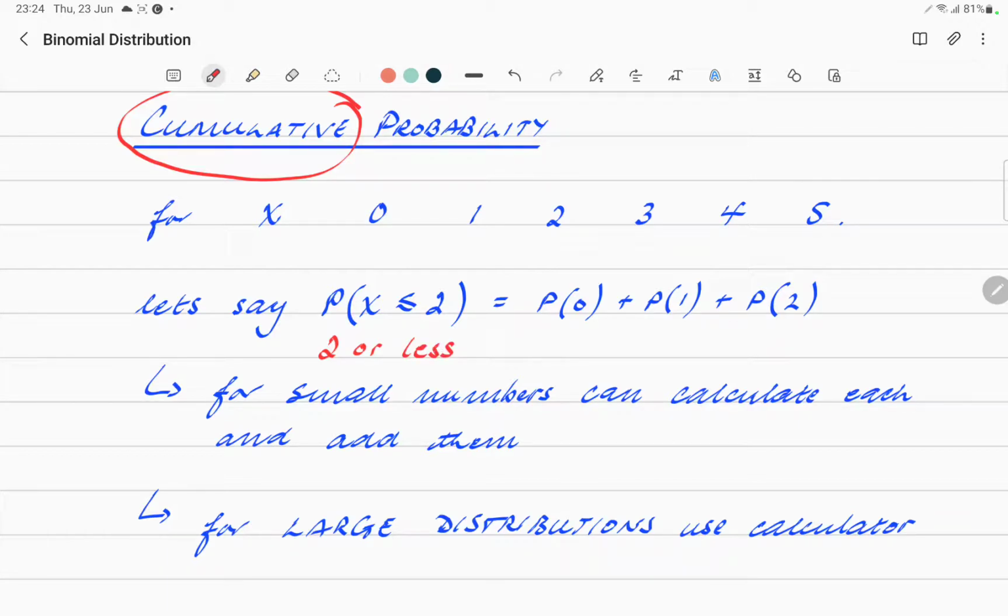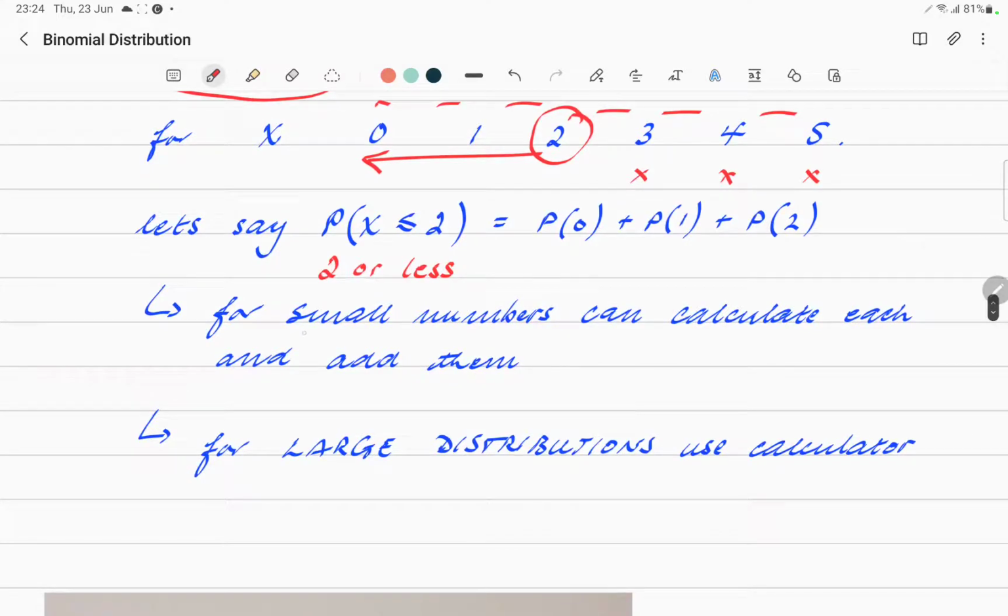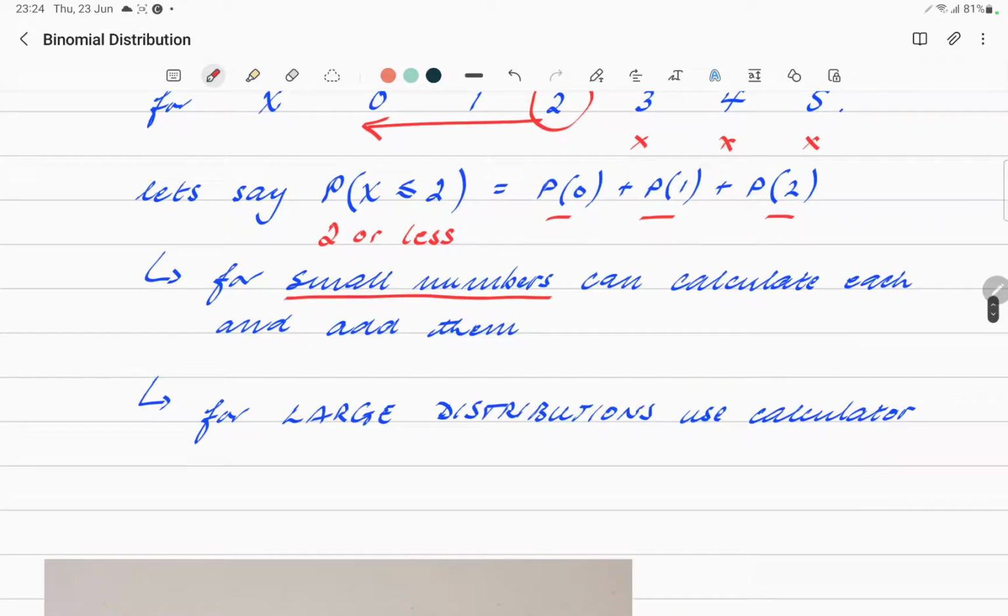When you guys get this in a question, be careful to actually look at what the question says, all right? 2 or less, 10 or more, whatever it might be, work it out in your head. If necessary, write out a number line like this, and then say, which one do I want? So I want this and down like that, 2 or less. So the ones I don't want are those ones, all right? And so on. So for small numbers, I think probably up to like 6 or 7 events or something like that, you can probably calculate each individual probability like I've done here and add them together, all right? But for large distributions, use the cumulative function in your calculator, which I'm about to show you now, all right?